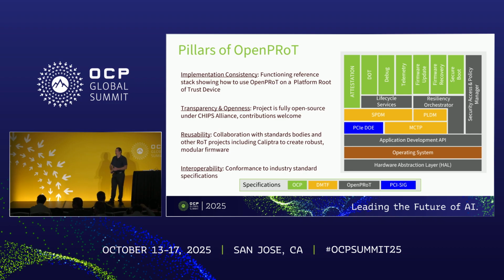Transparency and openness. Obviously, we're here at OCP. We all understand the benefit of doing everything out in the open and collaborating with partners. Reusability. So along with that collaboration, we're working with both standards bodies and other root of trust projects, including Caliptra, to make sure that we're developing a reusable modular firmware. In particular, we're taking the SPDM and PLDM stacks that are being developed for Caliptra MCU, and we're building on those and also isolating those as independent standalone libraries so that we can share them between both projects. We're supplementing where we need to, and then eventually we will feed those back upstream so that both projects can benefit from this work.